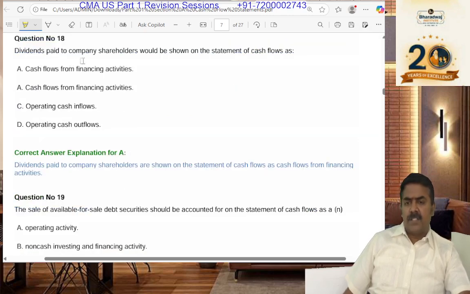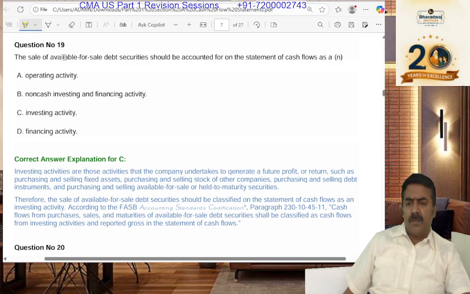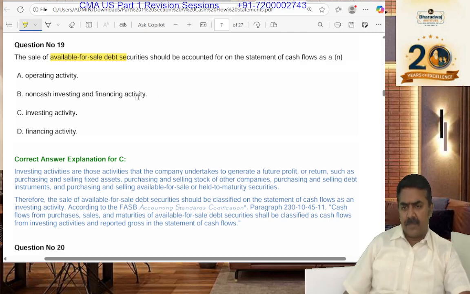Question 18. Dividends paid to the company shareholders would be shown in the statement of cash flows as cash flows from which activity? Cash outflow from financing activity. So that was typed wrongly. Here is the answer. The sale of an available-for-sale security should be accounted in the statement of cash flows as an investing activity. You are selling an investment.